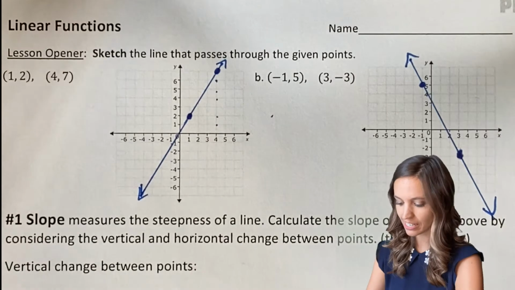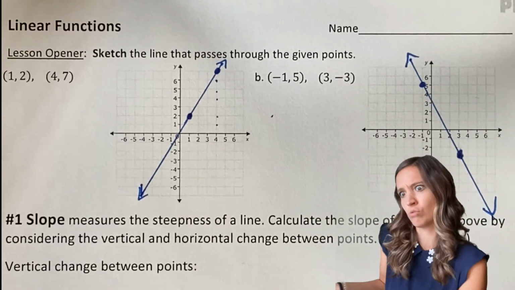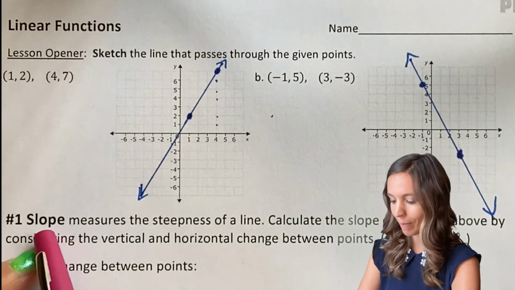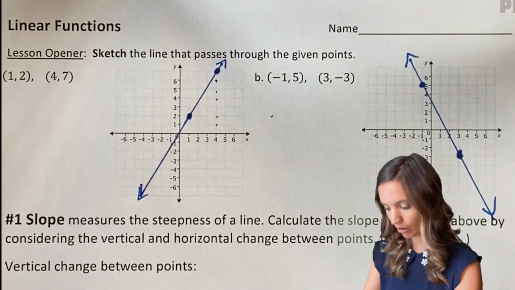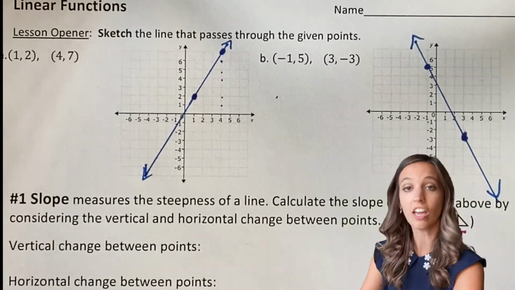As it leads us into this next question, it starts to talk about slope, because right, these are straight lines, so linear functions must mean straight lines. So slope measures the steepness of a line. Calculate the slope for each line by looking at the vertical and horizontal change between the points. Think of a slope triangle.